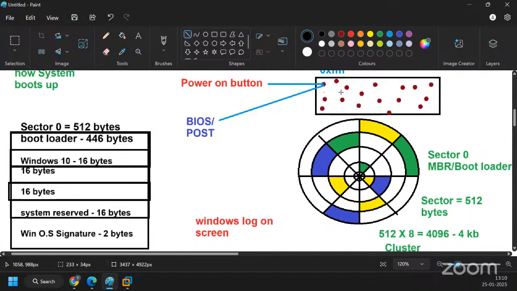Then, the last thing that is getting checked by our BIOS is your hard disk. Inside the hard disk, we have the sectors, right? They contain the information about the MBR, the master boot record, as well as the bootloader, right? It will be checking our hard disk.